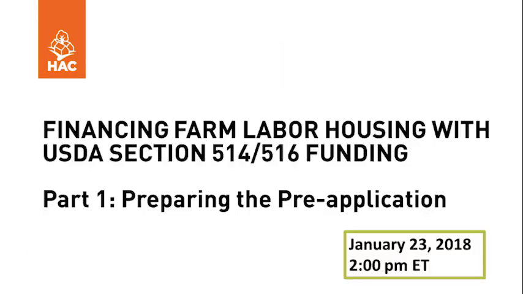The Section 514-516 Farm Labor Housing Program provides loans and grants for development of on-farm and off-farm housing. The program is operated by the U.S. Department of Agriculture's Rural Development, Housing, and Community Facilities Program Office. Section 514 loans and Section 516 grants are provided to buy, build, improve, or repair housing for farm laborers.